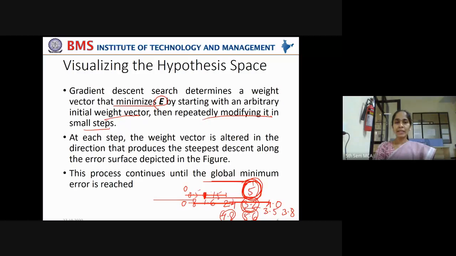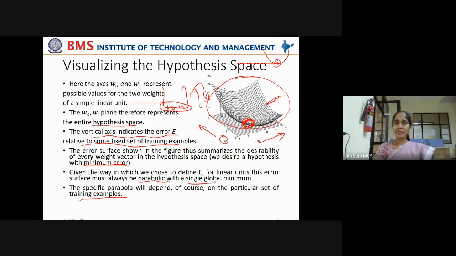Okay, so at each step the weight vector is altered in the direction that produces the steepest descent along the error surface depicted in the figure. We have seen this, right? This is called the error surface. Now this error has to be reduced, and it should reach the minimum error, which is called the global minimum. Got it?